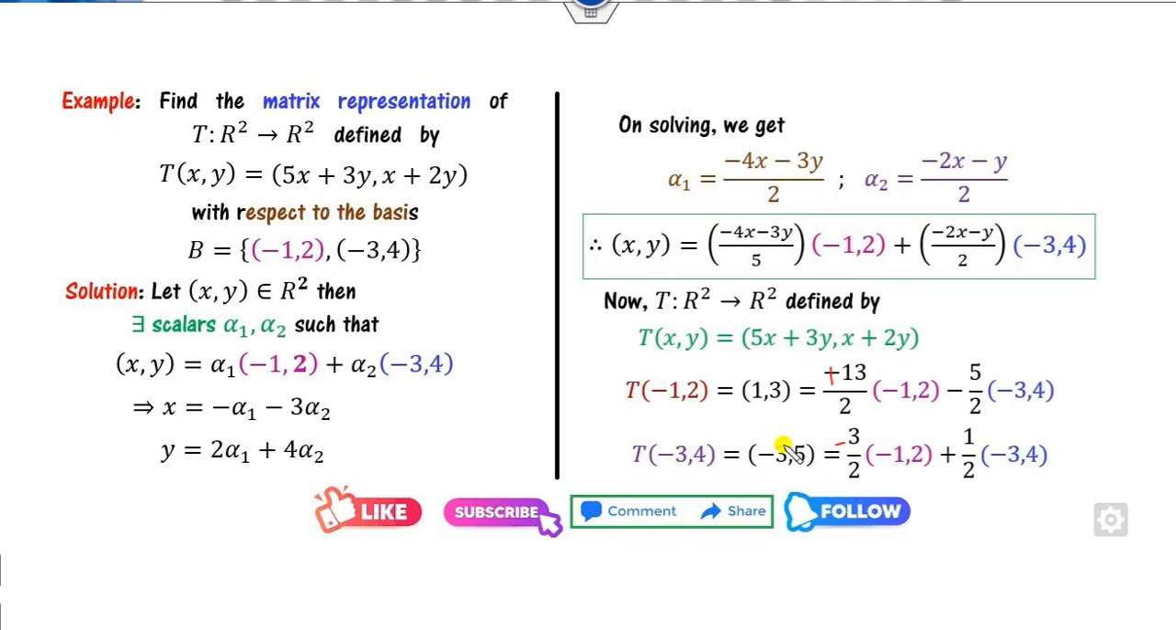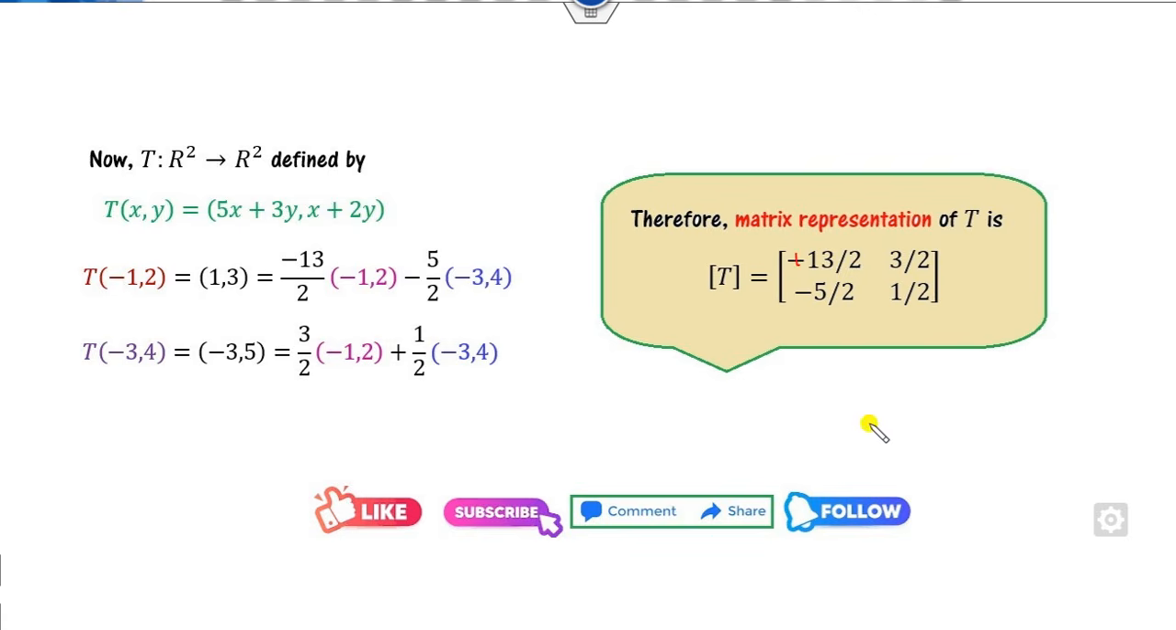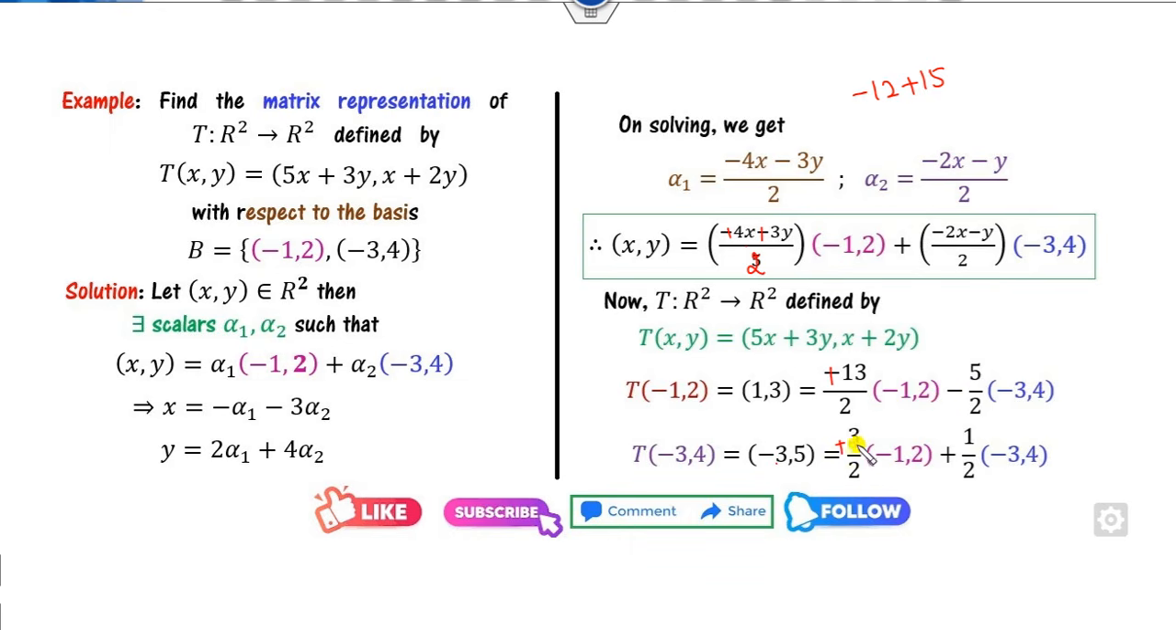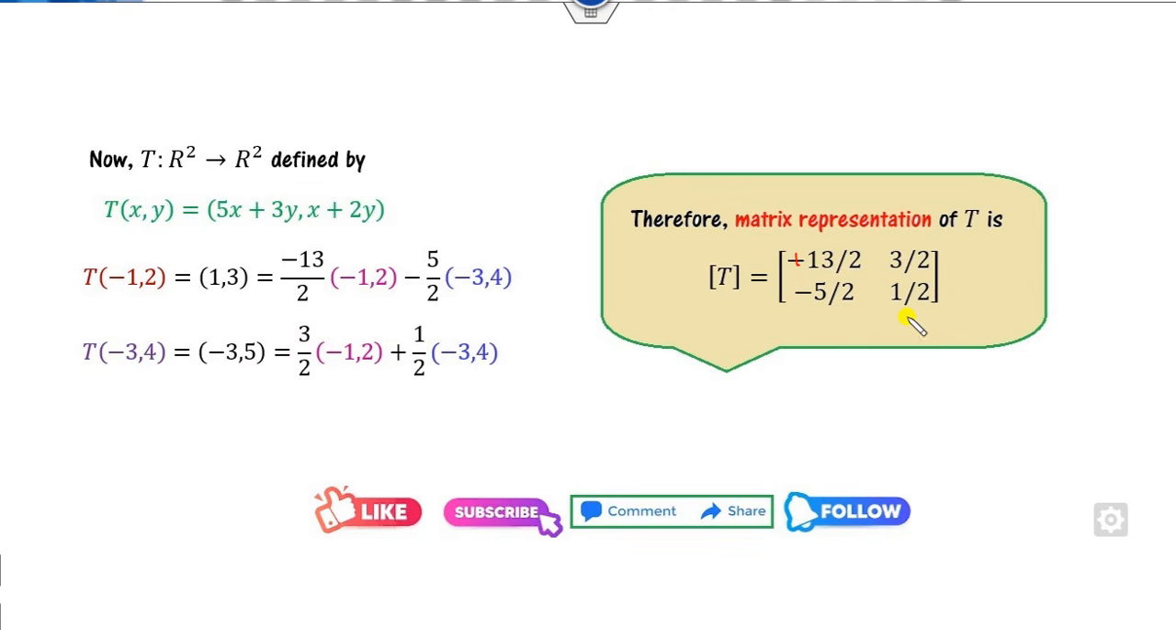This is positive, and I can check what the answer is, it's positive. So it is minus 12 plus 15, that's plus 3. So the answer is plus 13 by 2, minus 5 by 2, plus 3 by 2 and plus 1 by 2. That is the right answer of this problem.